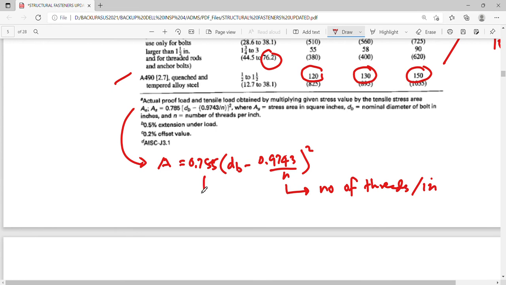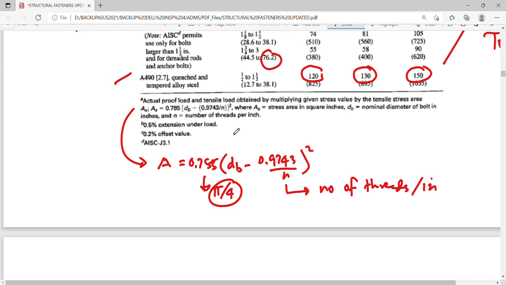Okay, this 0.8785 is simply the pi over 4 area of a circle. Okay, so this is for actual proof. For the yield strength method, normally we use the 0.2% offset and the 0.5% extension. Okay, so to get the yield strength.